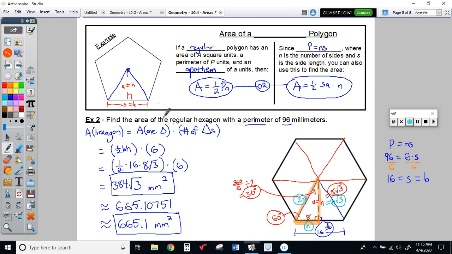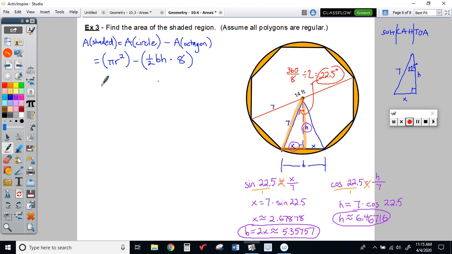So I'm kind of skipping writing out the general part for that. I'm not writing down this right there, but feel free if you'd like to do that for your purposes on the notes here. This is pi times 7 squared. The radius was 7 from this picture, and then 1/2. And then base is right here, so I'm going to take this value and plug it in. So times 5.35757, and then times height 6.46716. That is all being multiplied by 8.